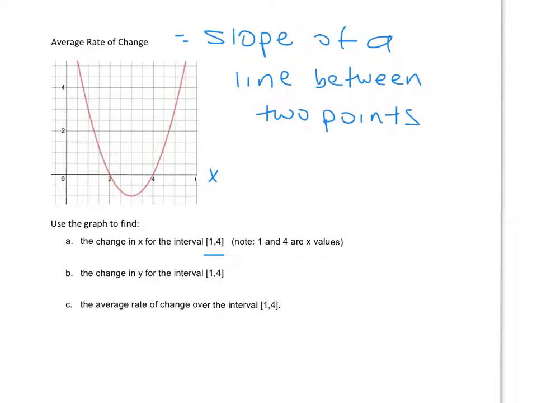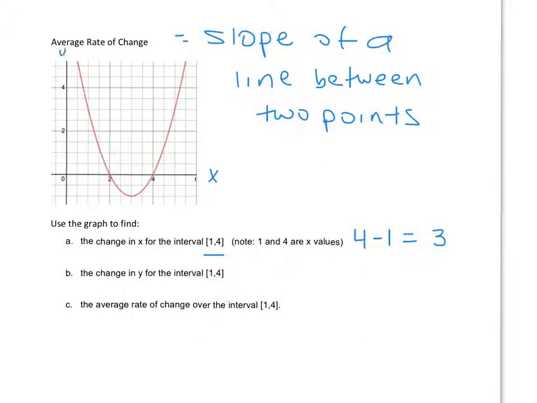Okay, that probably makes it sound way more complicated than it is. To find that change, we're just going to take the difference. And so 4 minus 1 is 3. That's the difference in those two values of x, and that's the change in x as it goes from 1 to 4. Okay, now we want to go and find the change in y values.